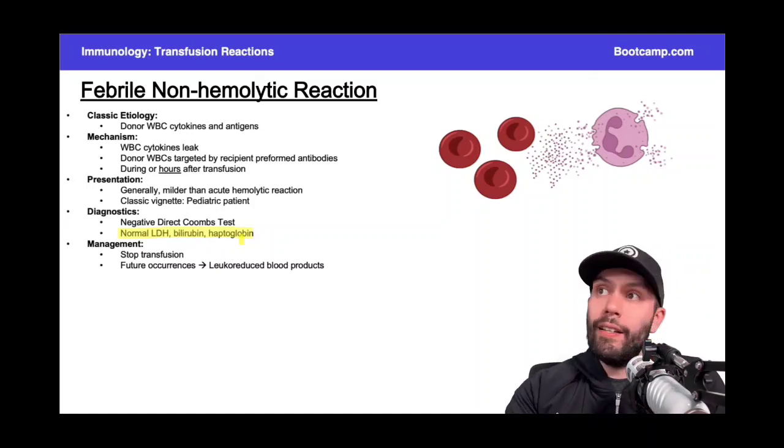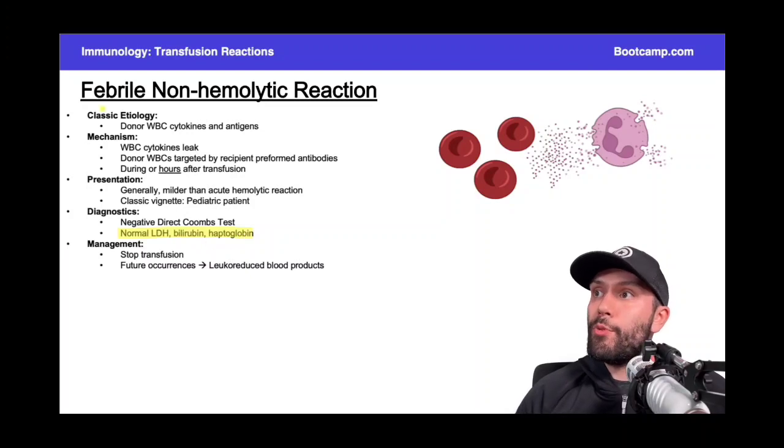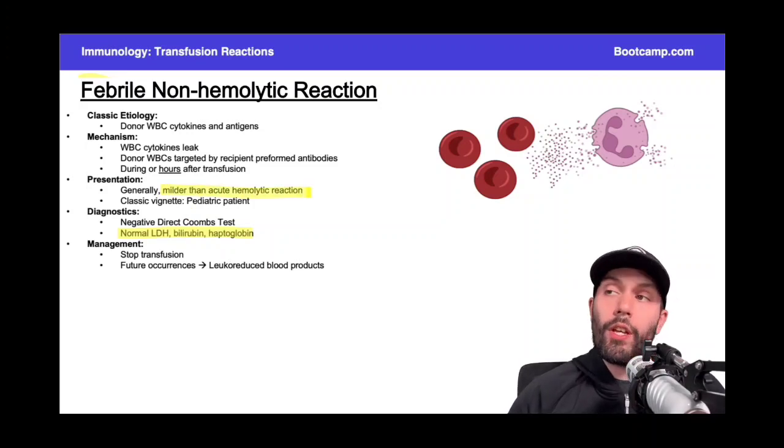Febrile, non-hemolytic reaction. How does the patient present? Well, they're probably going to present with a fever, all right? And in general, the symptoms tend to be much milder in this reaction. So let's backtrack a little bit. What is even causing this to happen?